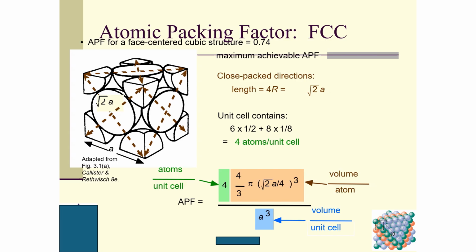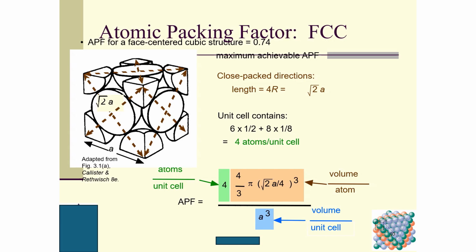So that means, let me use radii: one radius, second radius, third radius, and fourth radius. And so that means 4r equals square root 2a. And so that means r equals square root 2a divided by 4. So this is why we have this number within these parentheses.